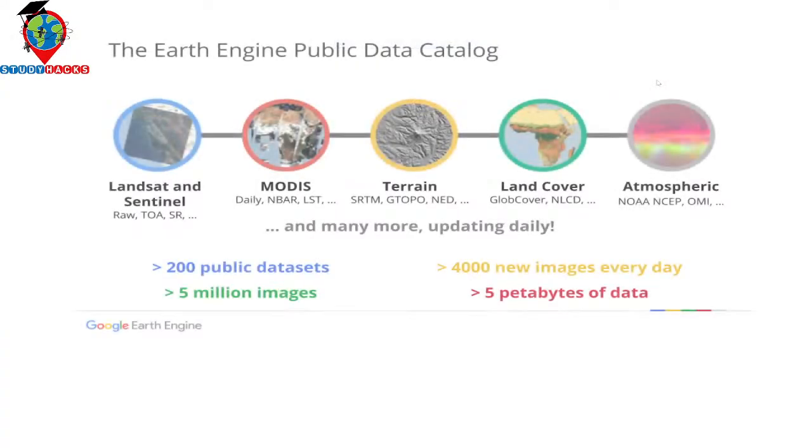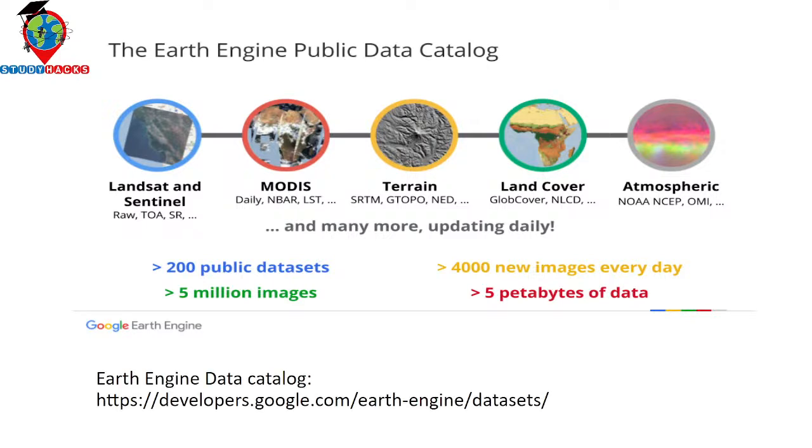Basically, the Earth Engine public data catalog provides you a lot of datasets freely available. We can easily get Landsat, Sentinel, MODIS, terrain, different types of land cover datasets, and atmospheric datasets. There are a lot of datasets we can access freely, and these datasets are updated daily. This is the link to these datasets, and when you go to this link, it opens all of the datasets.